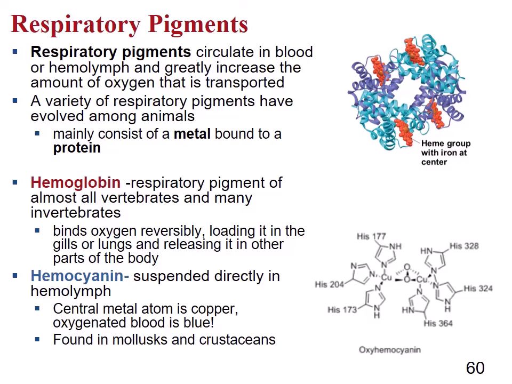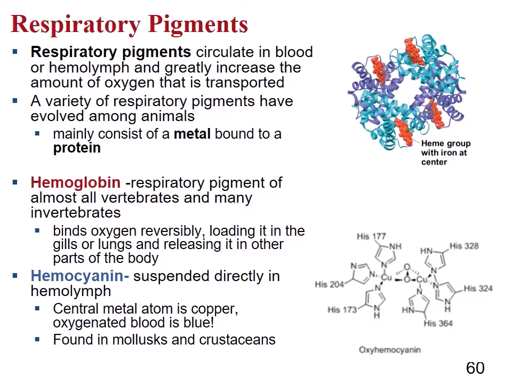There's a variety of respiratory pigments, but they usually have a metal bound to a protein. So the two that we're going to talk about are hemoglobin and hemocyanin. Hemoglobin is what we have. Oxygen is going to bind reversibly, and then we can move it around to other parts of the body.